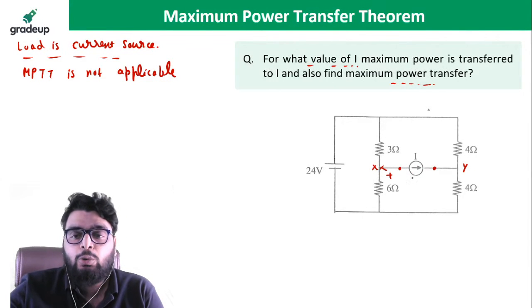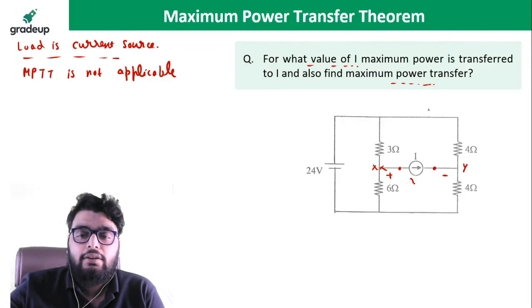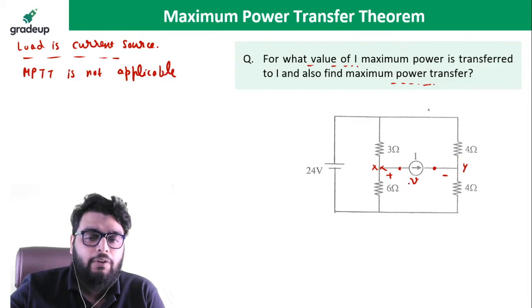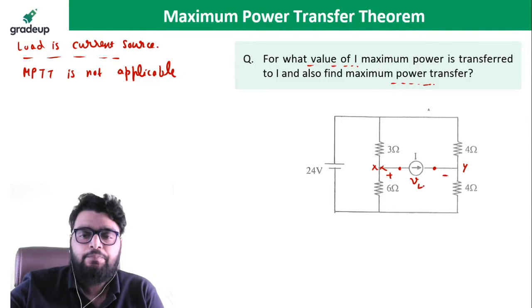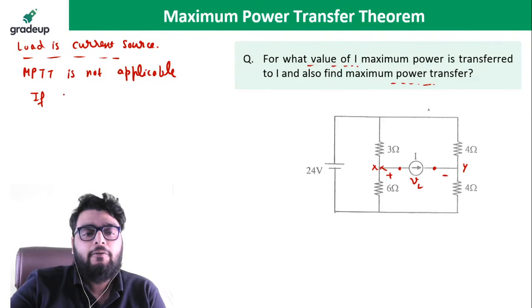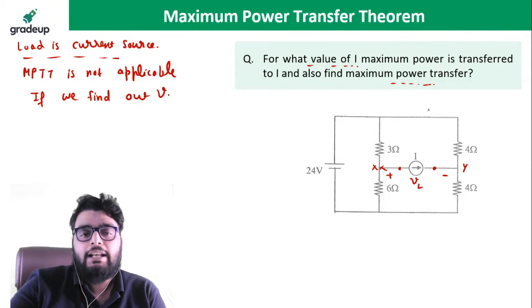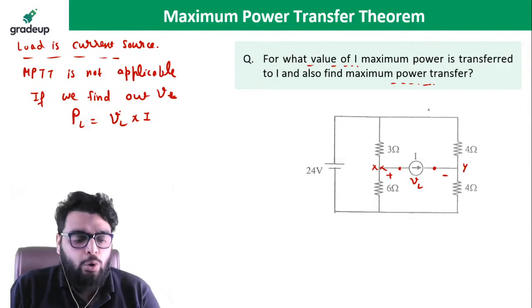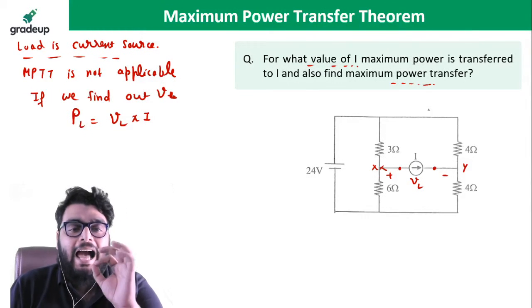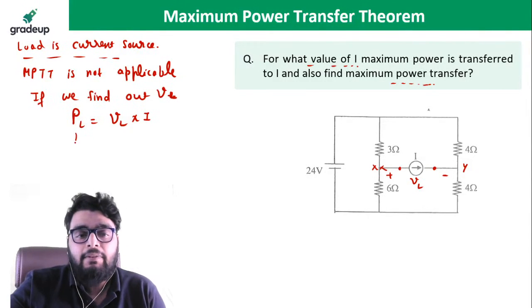If I am able to find out the voltage across the current source, let's suppose the voltage is VL. If we find out VL, then the power across the load will be VL multiplied by I. Yes or no? The power across the load will be VL multiplied by I, and this power I need to be maximum.